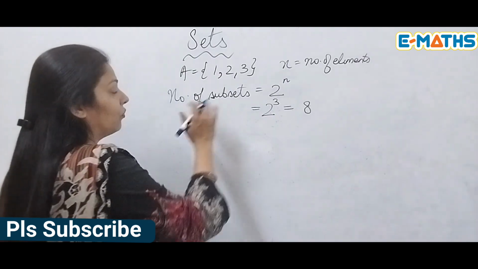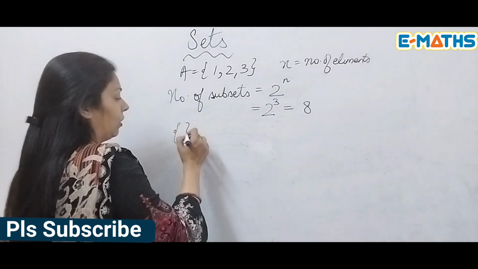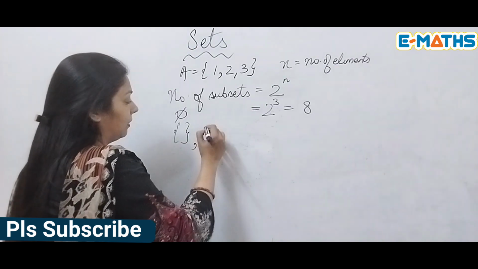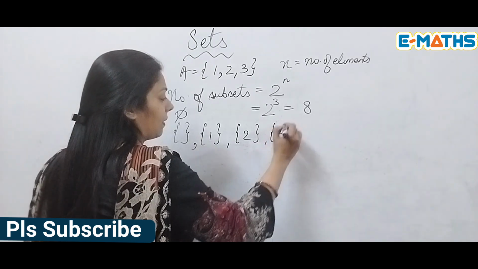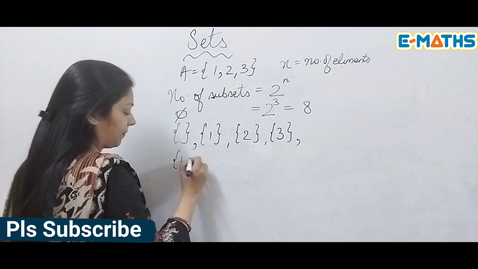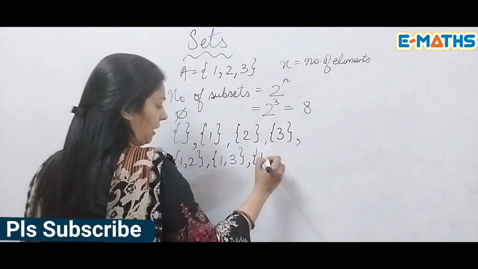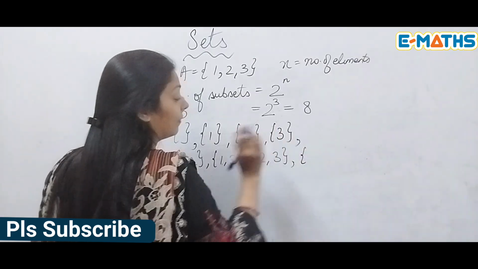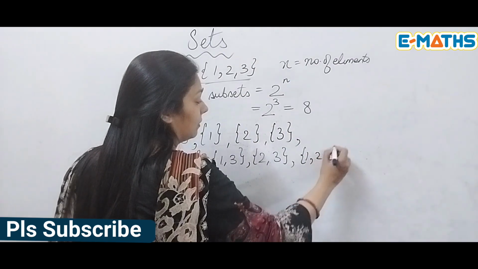Now first let me tell you what will be the subsets out of it. Always starts from an empty set. You can also draw this phi if you want to. Both represent the empty set only. Then write each element separately in curly brackets. We have written each element separately. Next, you can make pairs out of it: 1, 2, 1, 3 and 2, 3. Last but not the least, while forming subsets, you will include this given set as well.